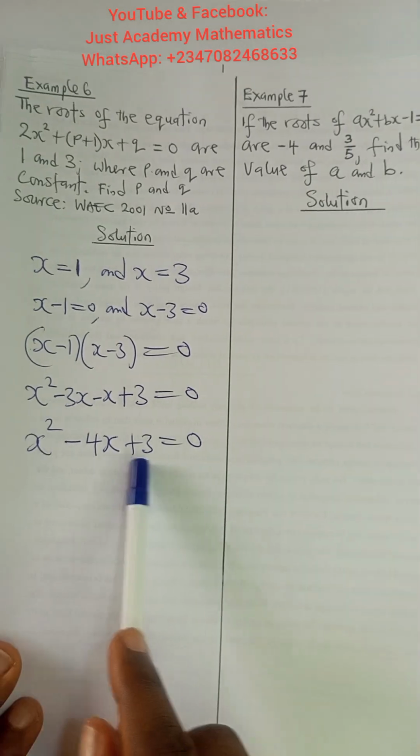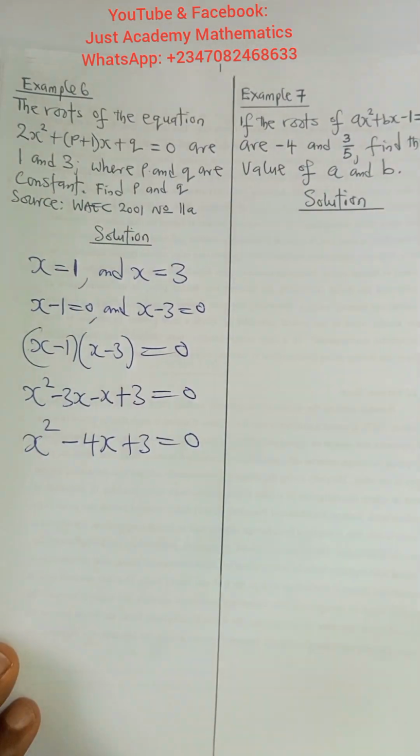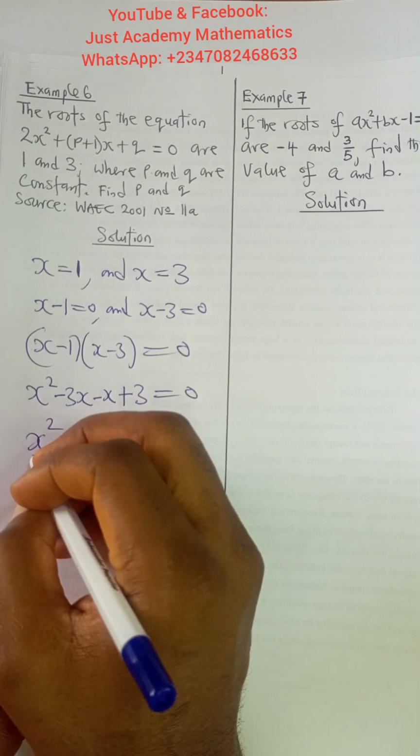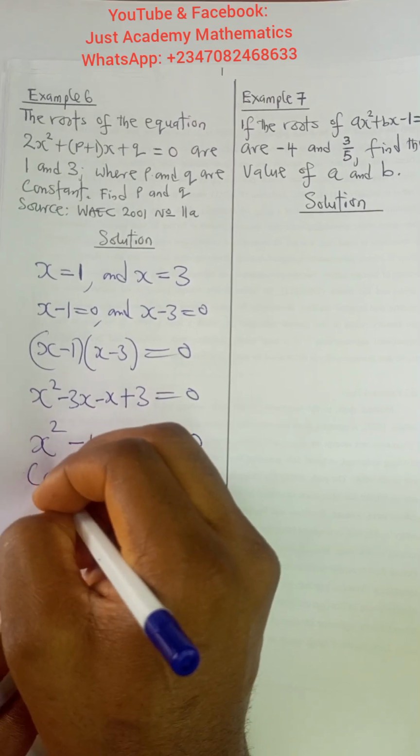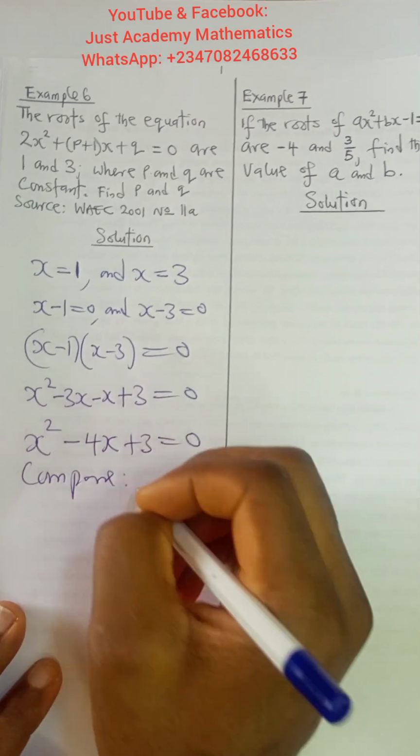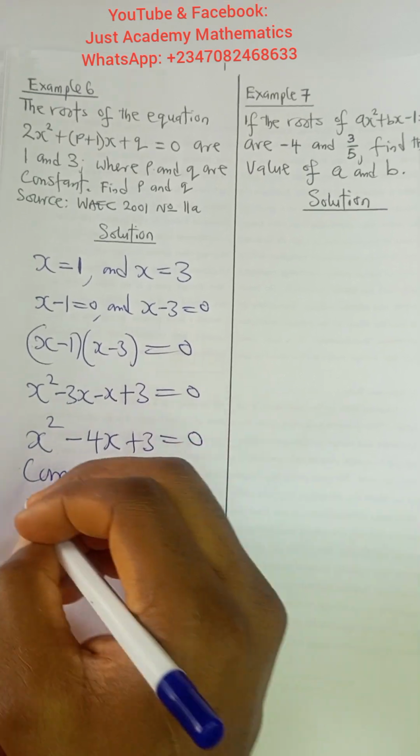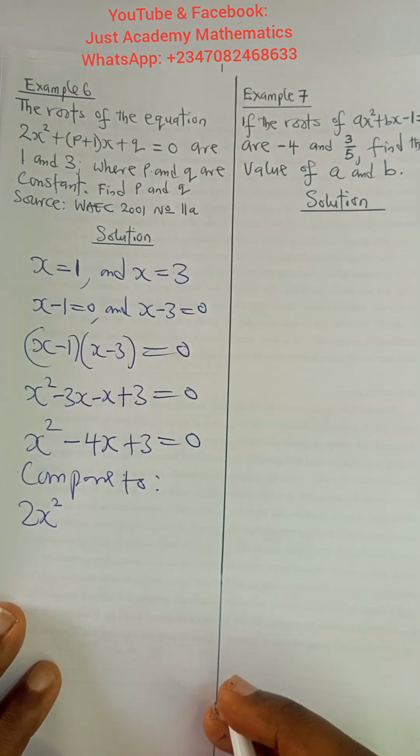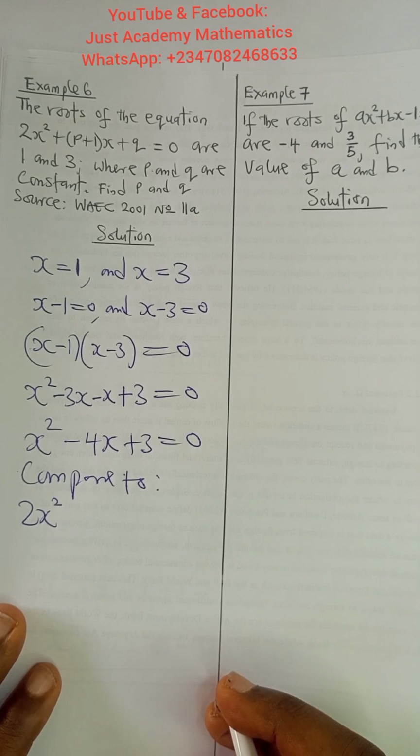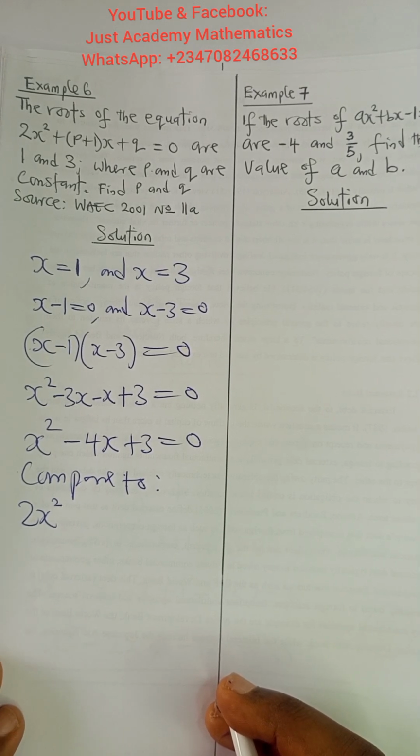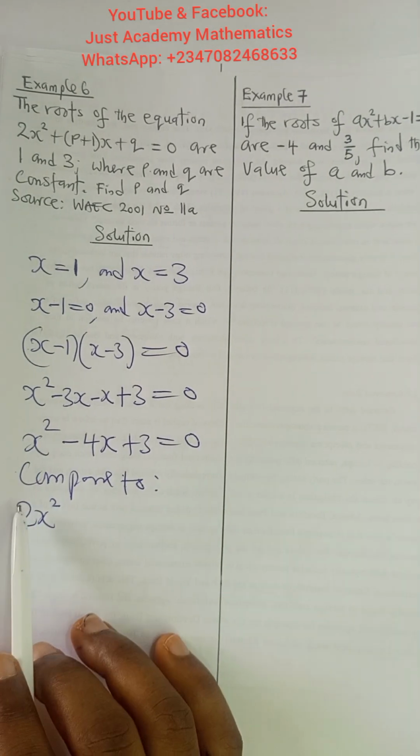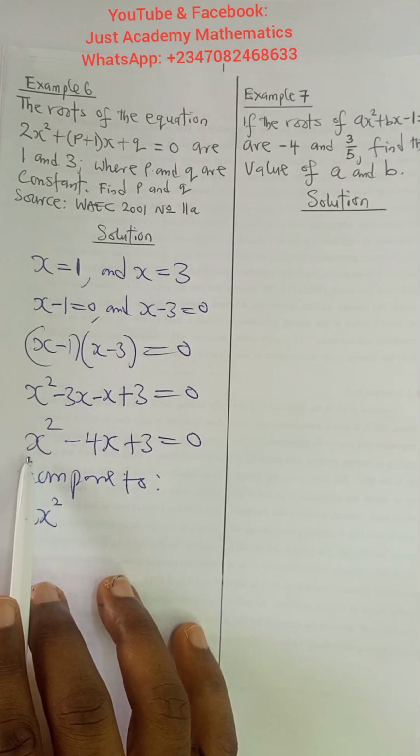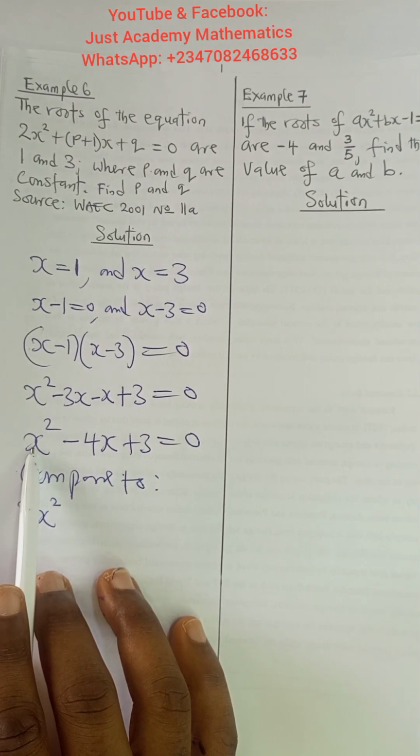But if you look at this, it's not looking like this equation. So what you now need to do is to compare it to this equation. Compare to what? To 2x squared. Okay, I see something now. Before we compare, notice that the equation we want to compare it with started with 2x squared. But this one here started with what? x squared.